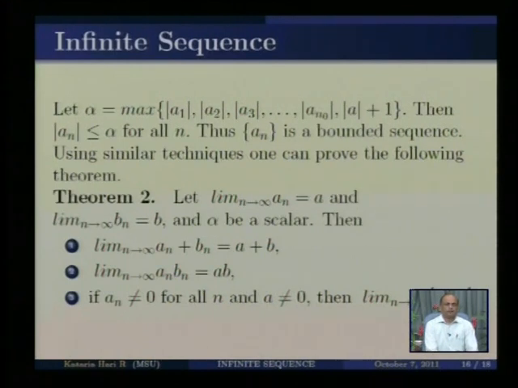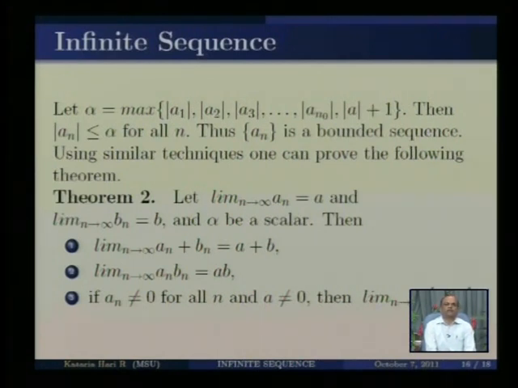And by taking k equal to the maximum of all of mod a1, mod a2, mod a3, up to mod a n0 and mod a plus 1, then always mod an would be less than or equal to k for all n, and thus we have a number k such that mod an is less than or equal to k. So, this sequence an is a bounded sequence.